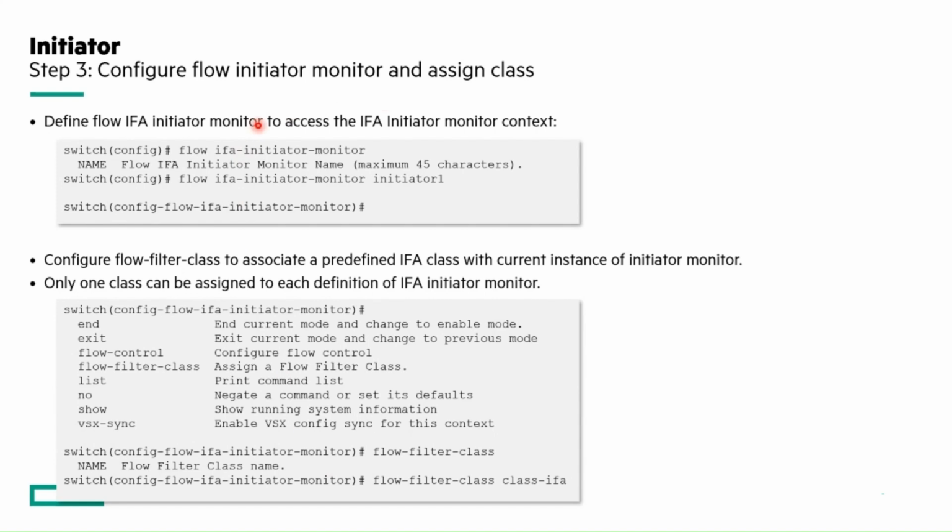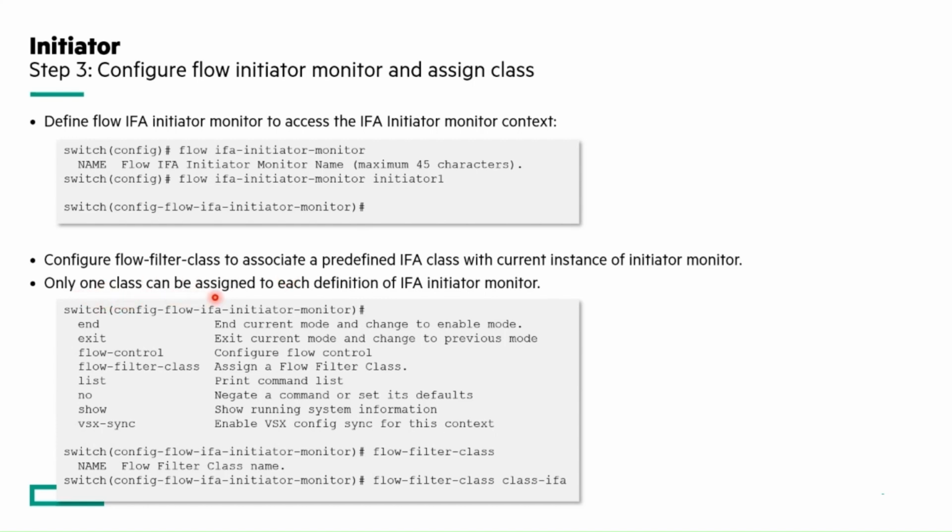Now, to assign, this is where you will define the IFA flow initiator monitor. To access the IFA initiator monitor context, you will use this command. Before that, you have to define the initiator name as well. Once you give the initiator a specific name, it will take you directly to the initiator context. And this is where the flow filter class will be required to associate with your specific monitor. It should be considered that the class should be already defined before you assign it to a specific flow monitor. It's a kind of prerequisite.